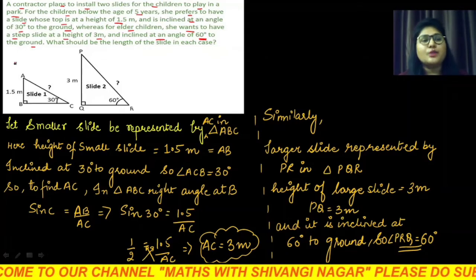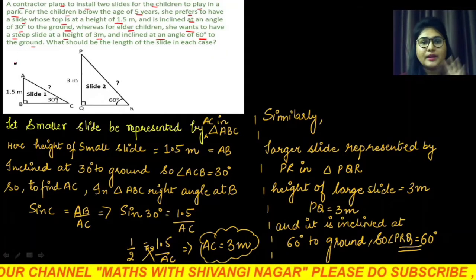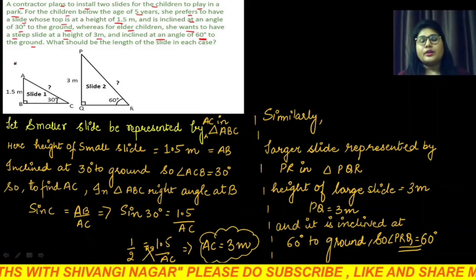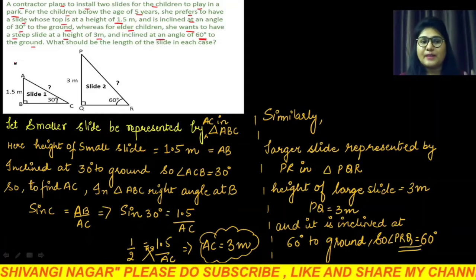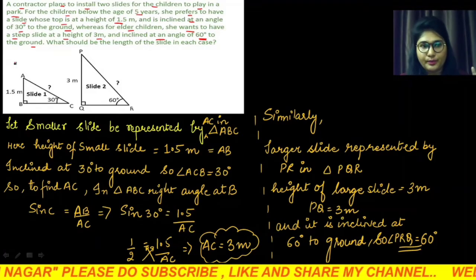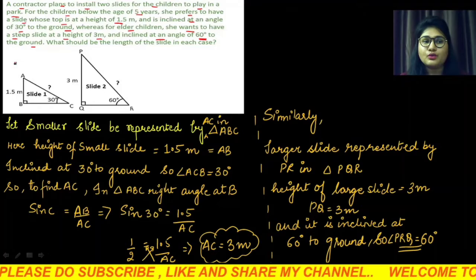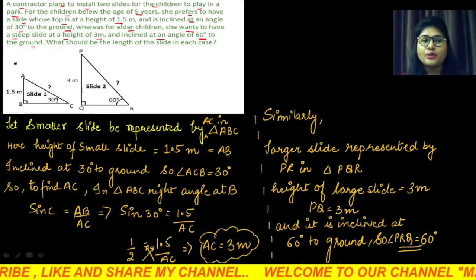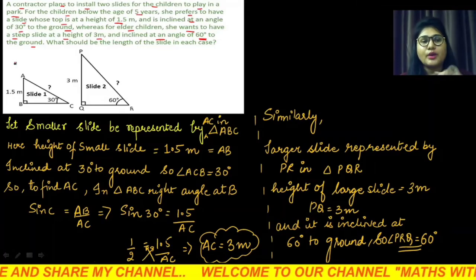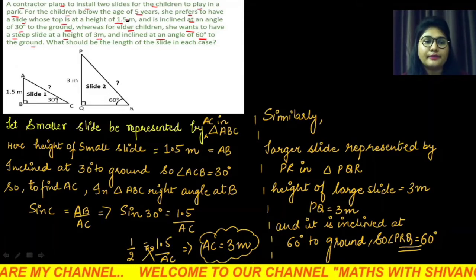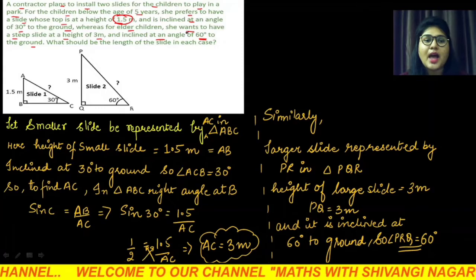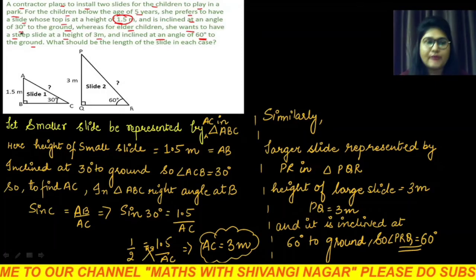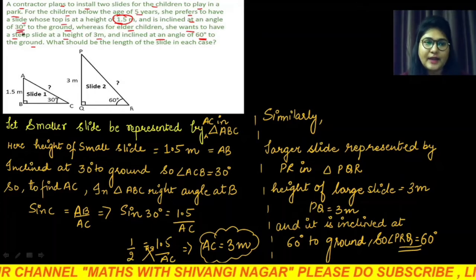See, 2 types of slides are to be installed by this contractor. He has given an order that for the age group up to 5 years, they have to install a slide whose top is at a height of 1.5 meter, and that slide should be inclined with the ground level at 30 degrees.